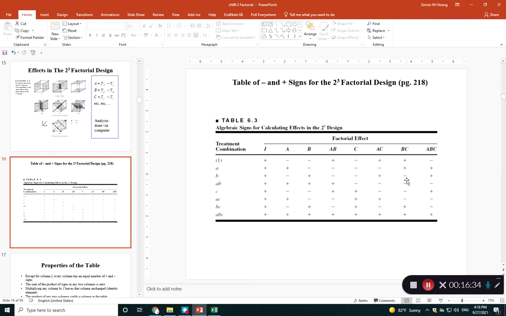Finally, BC the same way. And then how do you figure out ABC? A times B times C. Again, if A, B, and C are all three negative, it is negative. Anytime you have all three positive, it is positive. And every time you have two positive, it's still negative. But if you have two negative, one positive, you will have positive. So when you combine them together, you get this ABC effect.